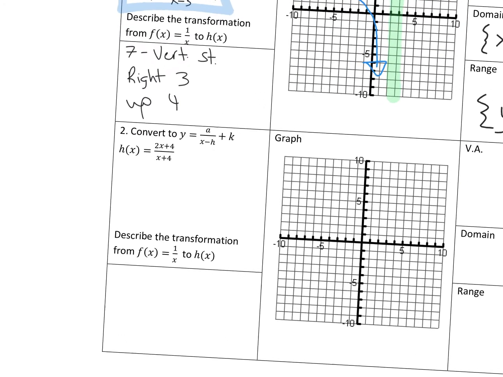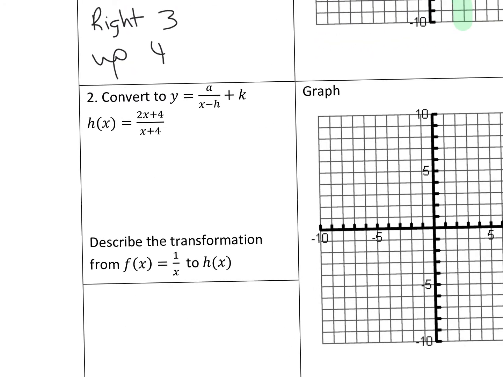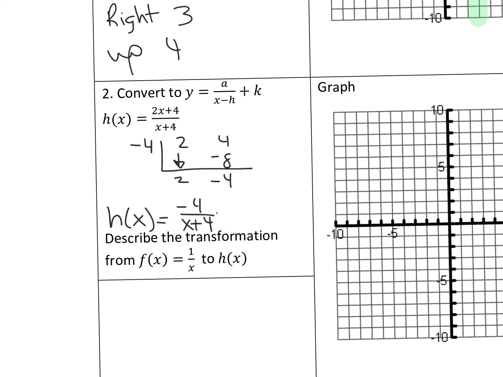Now let's do number 2, just to reiterate what we're supposed to do. So the idea is we create our synthetic division process. We have a 2 and then a 4. The 4 on the bottom goes on the outside but is negative. Bring down your 2. Negative 4 times 2 is negative 8. 4 plus negative 8 is negative 4. And we write it backwards, okay? So you've got your negative 4 over your x plus 4. And then you've got your plus 2, okay?